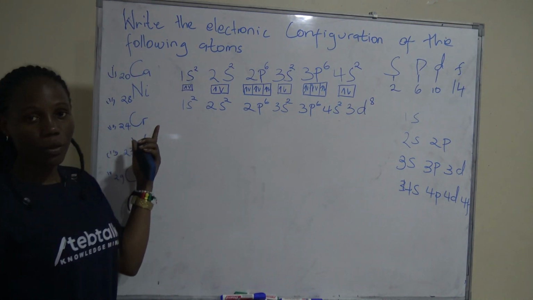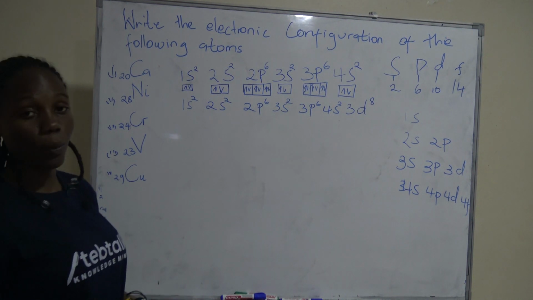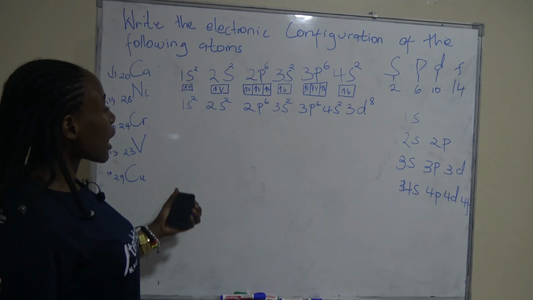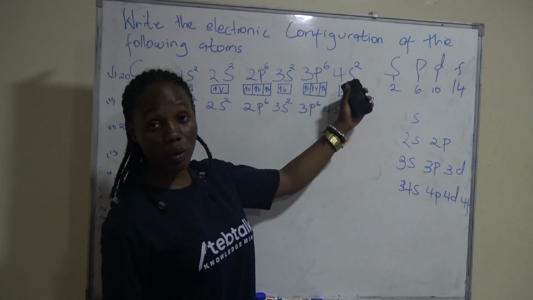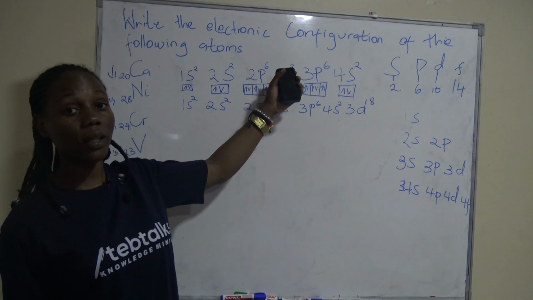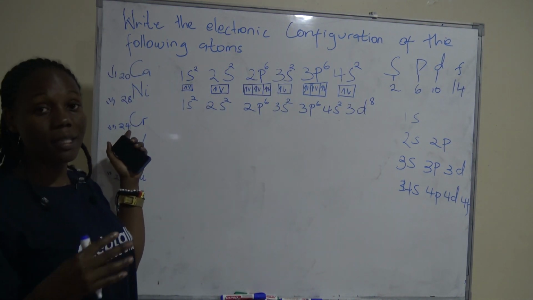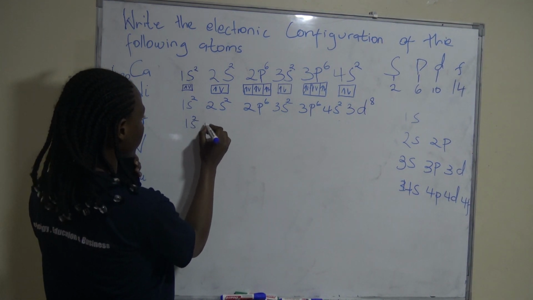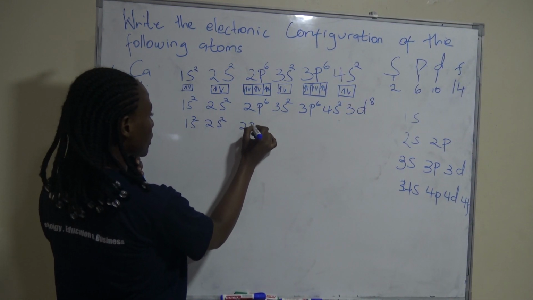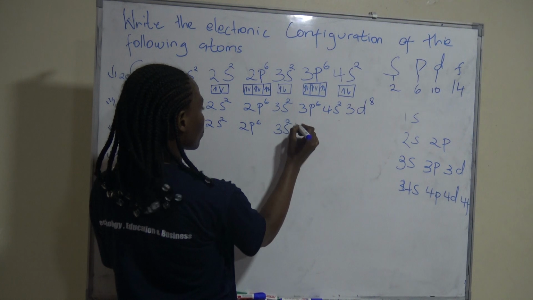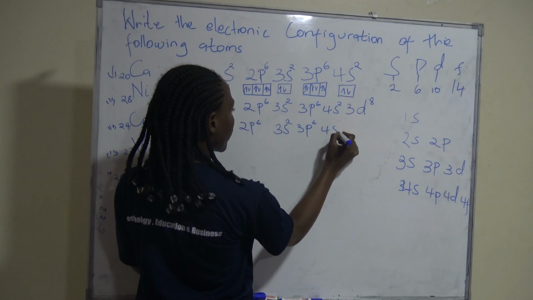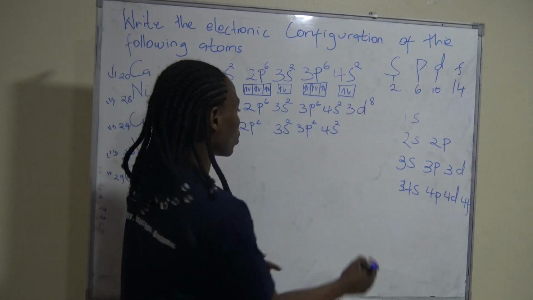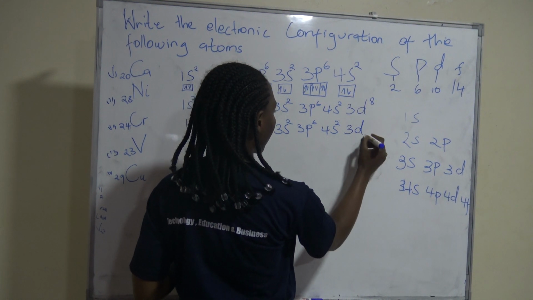Then let's go to Roman number 3, the electronic configuration of chromium. Chromium has 24 electrons. That means we shall also first write it like the one of calcium, because calcium stops at 20 electrons, but this one proceeds with 4 more electrons. So we first write the one of calcium: 1s2, 2s2, 2p6, 3s2, 3p6, and 4s2. From the 4s2 we are supposed to move to the 3d energy level.